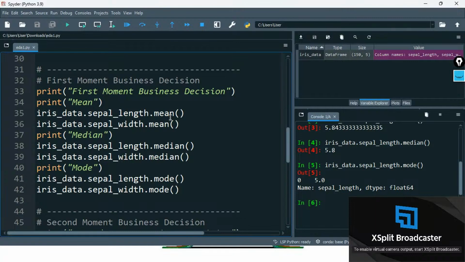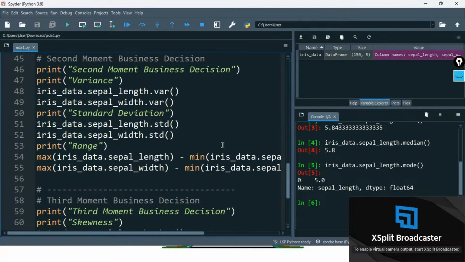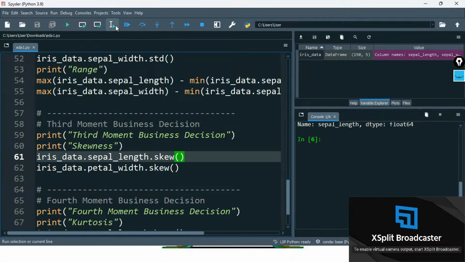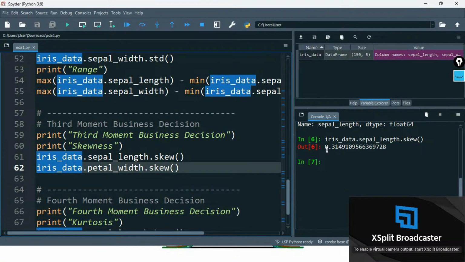Will it be negative skewness or positive skewness? 5.84 greater than 5.8 greater than 5. So obviously I should get a positive value for my skewness for sepal length. But this will be very close to 0. Why? It is almost normally distributed, but there is a slight variation towards the positive side. It cannot be negative, my friends. That's what I'm telling you. Focus on the relationships. It cannot be negative. It should be positive.